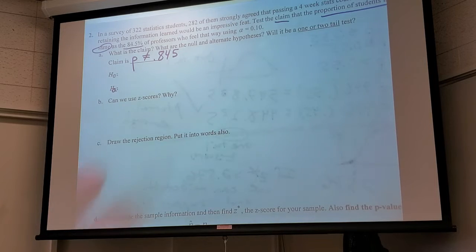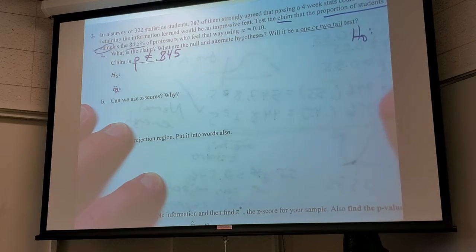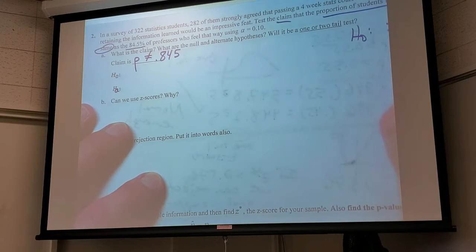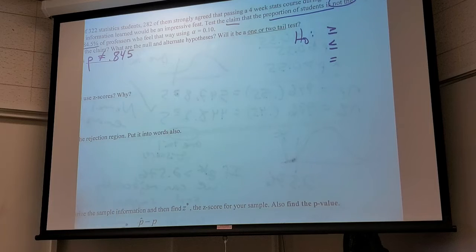So what are the things that could go into the null? Something with a greater than or equal to, something with a less than or equal to, or something with an equal to. Those are the three things that could go into the null hypothesis. Let me be careful how I say it. The null is H-O, and the H-A is the alternate.